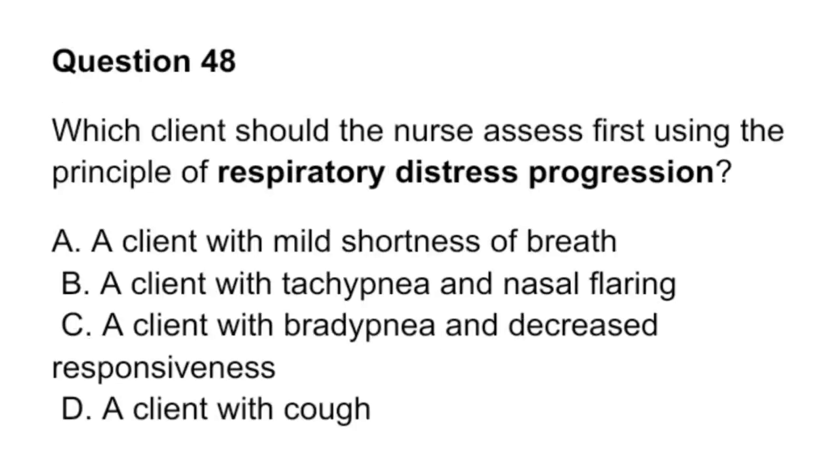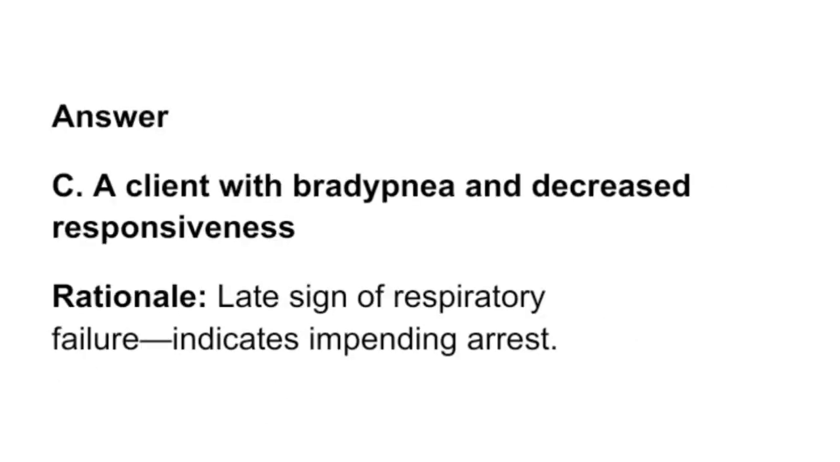Question 48. Which client should the nurse assess first using the principle of respiratory distress progression? A, a client with mild shortness of breath. B, a client with tachypnea and nasal flaring. C, a client with bradypnea and decreased responsiveness. D, a client with cough. Answer: C, a client with bradypnea and decreased responsiveness. Rationale: late sign of respiratory failure indicates impending arrest.